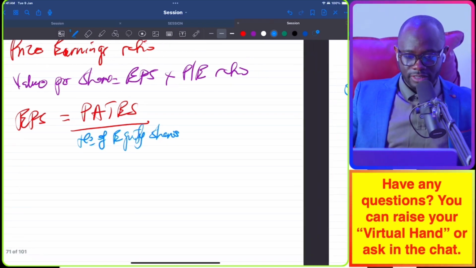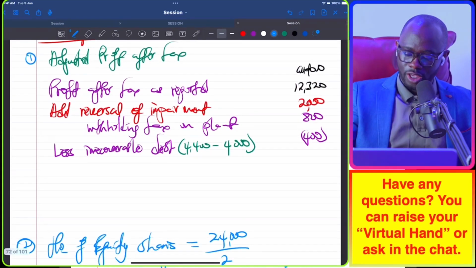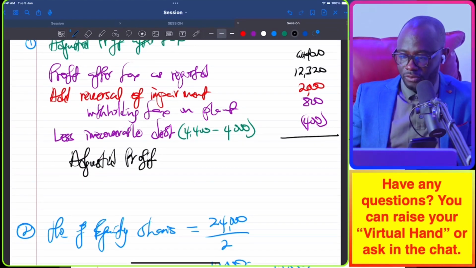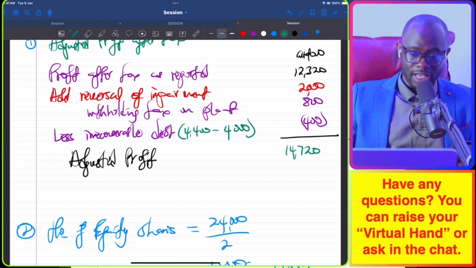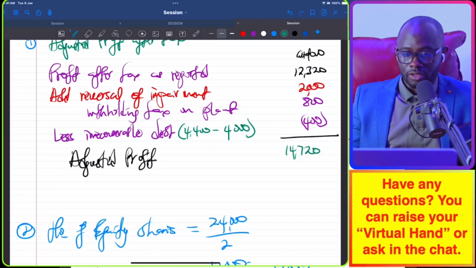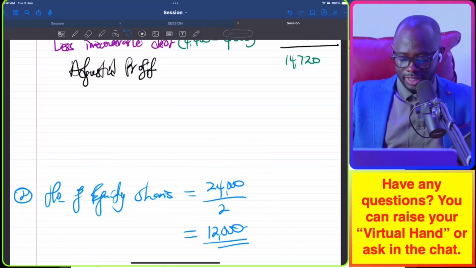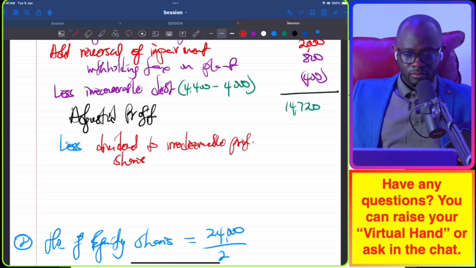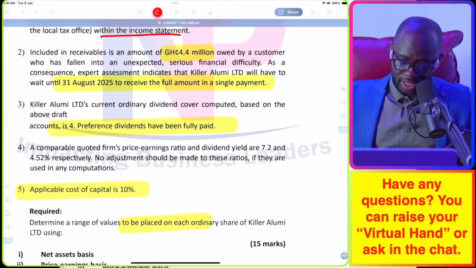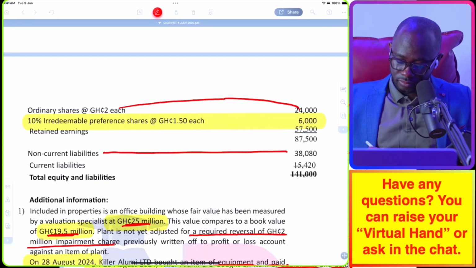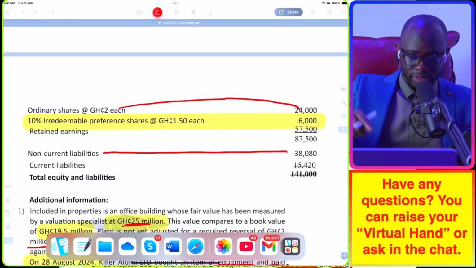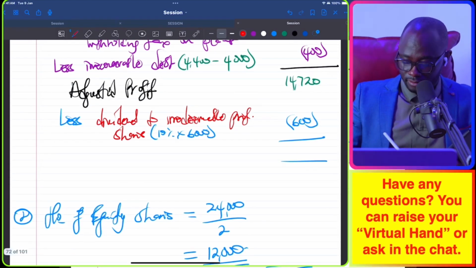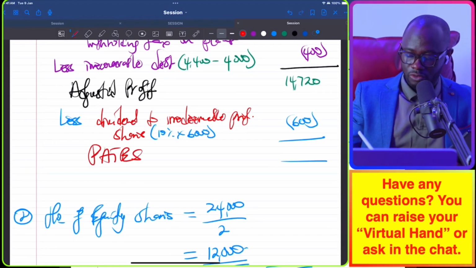So again, to the question that you asked, now we are coming there. So give me the adjusted profit now. I'm getting 14,720 as the adjusted profit. Then we will less the dividend we paid to the irredeemable preference shares. How much will be their dividend? That's going to be 600, 10% of 6,000. Good. Now we can get the profit attributable to equity shareholders.